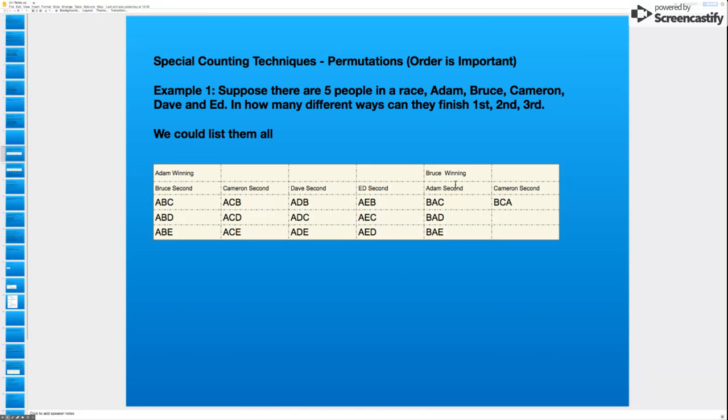And then we could move on to Bruce winning and Adam coming second. So Bruce first, Adam, then Cameron; Bruce, Adam, Dave; Bruce, Adam, Ed. And then you'd have 3 there as well. Then Bruce first, Dave second, and you have 3. So you could list them all, but even just Adam coming first, there are 12 different ones. So one would assume that Bruce coming first, you'd have 12 different ones. Cameron coming first, there'd be 12 different ones. Dave, there'd be 12, and Ed, there'd be 12. So 5 times 12 is 60.